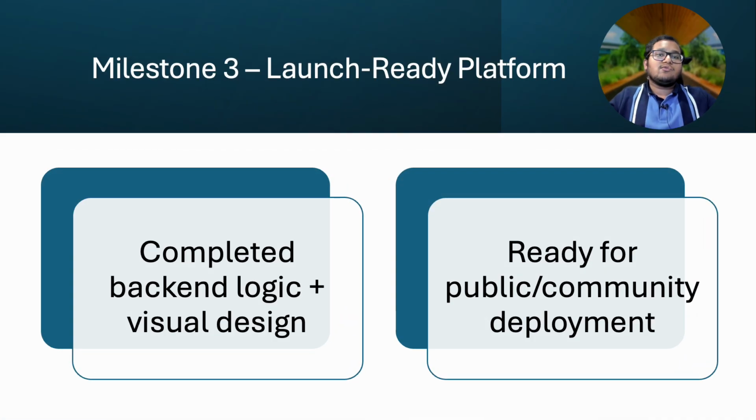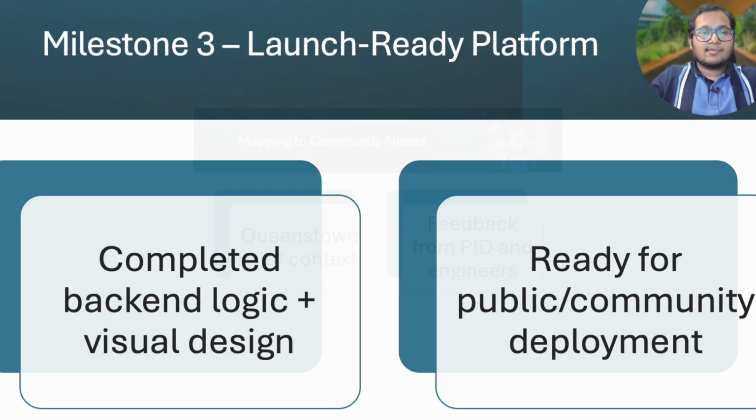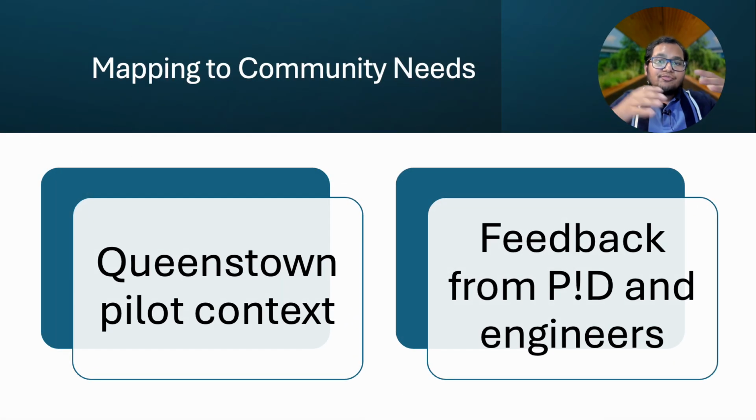Our final milestone was based on polishing the UI, refining the categorization, and preparing the platform for public sharing. It is now usable by a community team or planning group. We mapped this toolkit on previous research on real needs in Queenstown and other local planning contexts. Based on our prior talks with groups like Participate in Design, we are sure that they would appreciate the current website's balance of structure and flexibility.